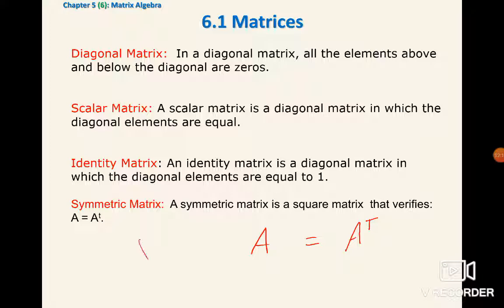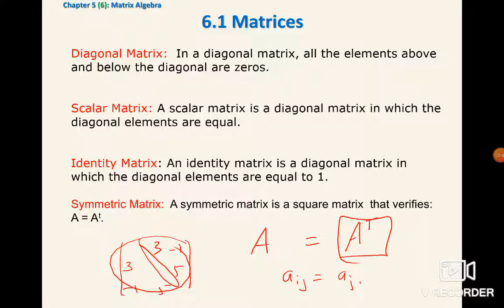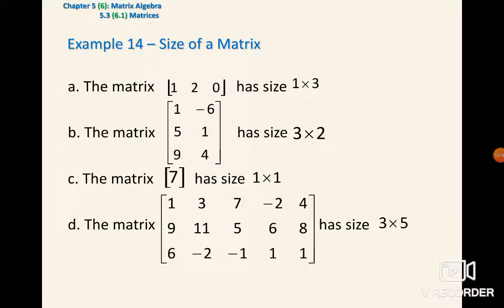Generally, in this case, Aij will be equal to Aji. Except for the leading diagonal elements, all entries will be symmetric about this diagonal. If it is 3 here, it is 3 here. If it is -1 here, -1 here, 5 here, 5 here. When you exchange the rows and the columns, you will find the transpose of the matrix. We will see it in coming slides. See some examples of sizes of the matrix.